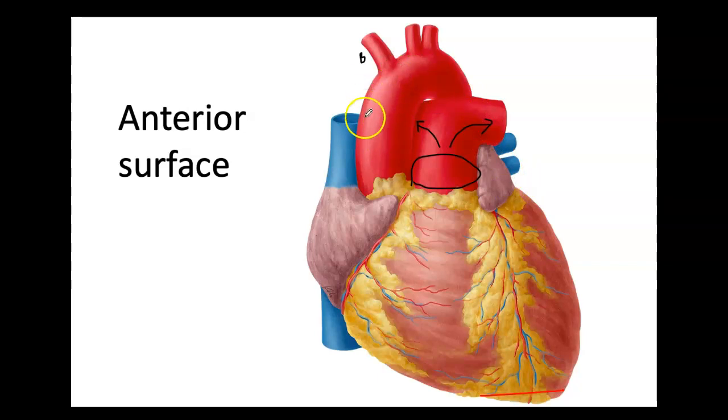Next we have the superior and the inferior vena cava. So we're just going to put VC, and they're both emptying into the right atrium. Superior and inferior vena cava.